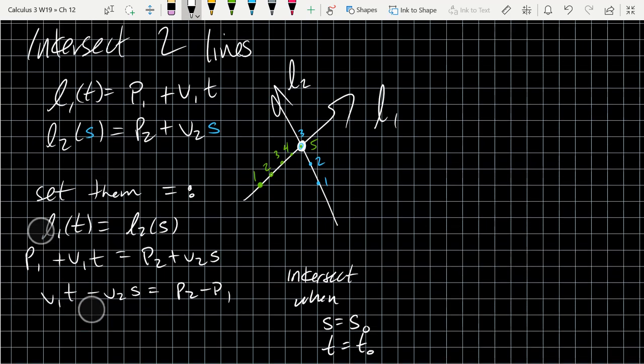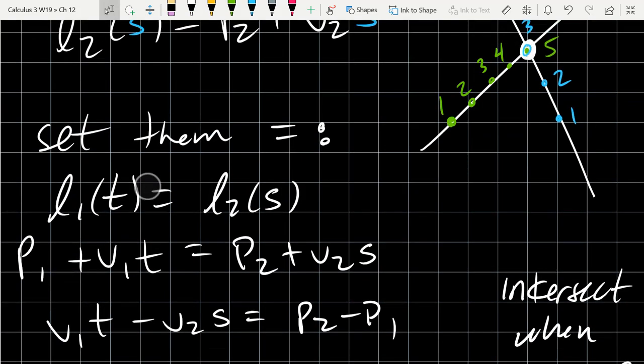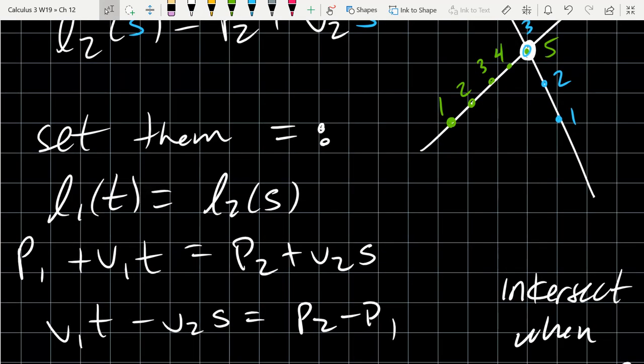Now, if I didn't change out our second parameter for a different letter, then I would only get a solution if they happen to intersect at the exact same parameter value, which is highly unlikely.